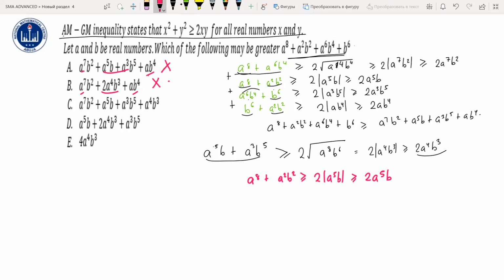Actually, I can start leaving out this absolute value part because we've never used it. So I'll just start writing the exact stuff. And then similarly, a raised to power 8 plus b raised to power 6 is greater than or equal to what? 2a raised to power 4, b raised to power 3. And also, b raised to power 6 plus a squared b squared is greater than or equal to what? 2a b raised to power 4.